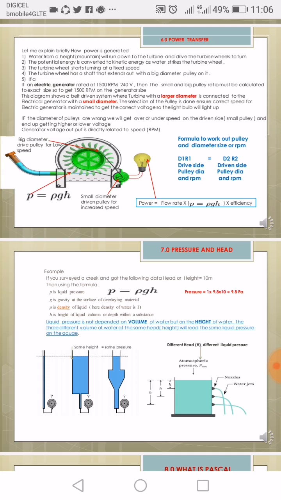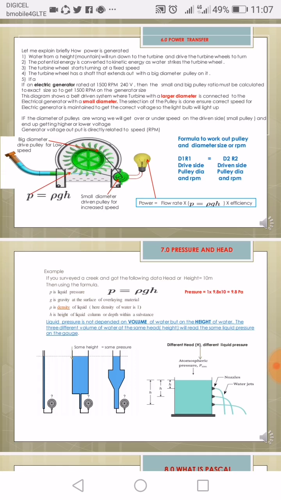When you go buy a generator at the store, you are working on the homemade turbine. Now you want working power. You go buy this generator, you must check its RPM, revolutions per minute. Now you must know how much voltage it gives. All of this is on the nameplate of this generator. Okay, let me give you an example. If a generator is rated at 1500 RPM, 240 volts, then the small and big pulley ratio here, you must calculate into the exact size, to deliver 1500 RPM to the generator and get 240 volts.